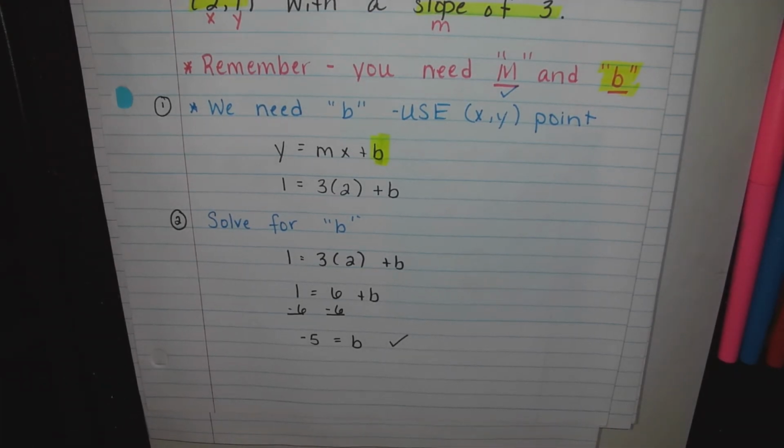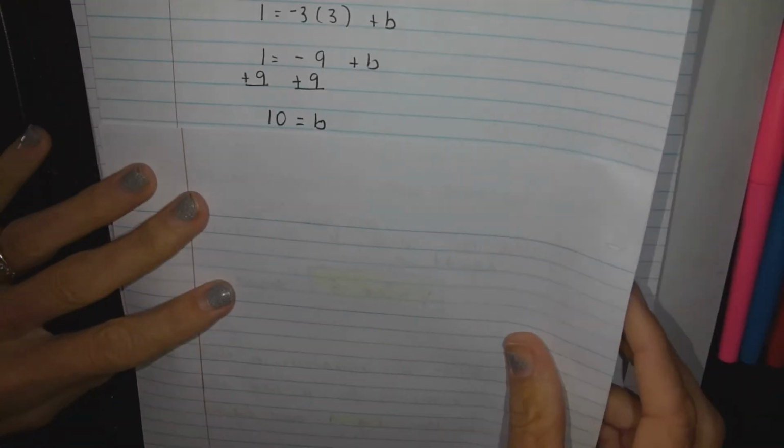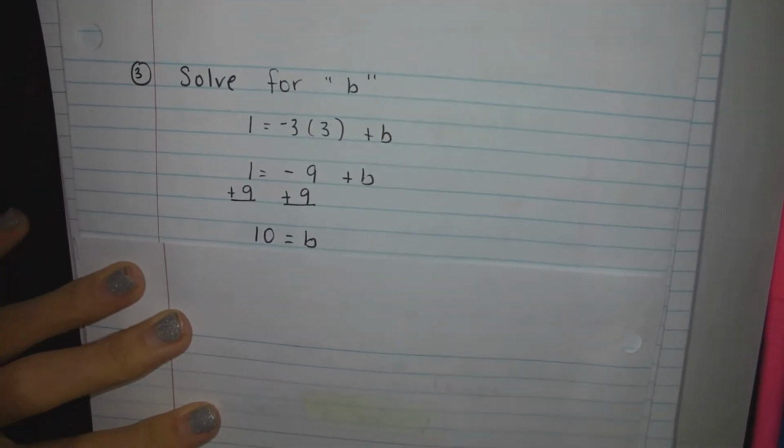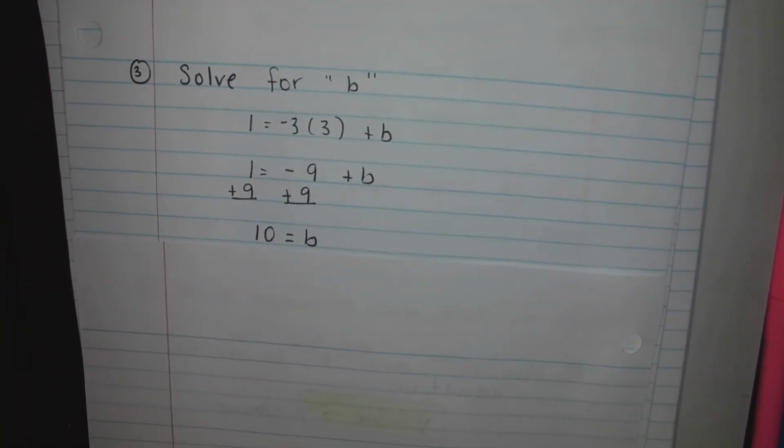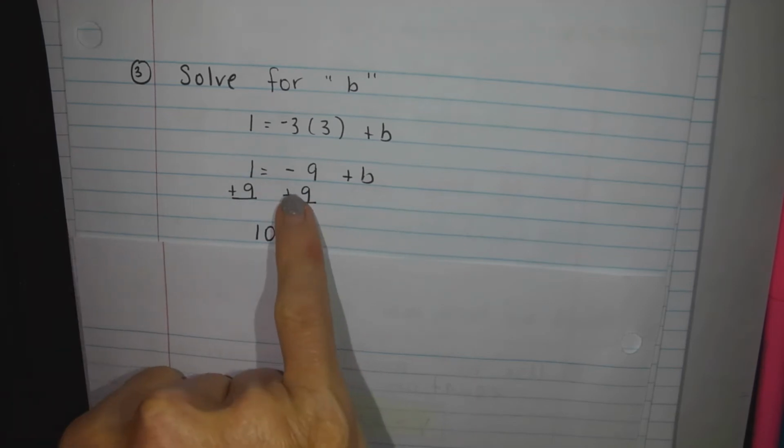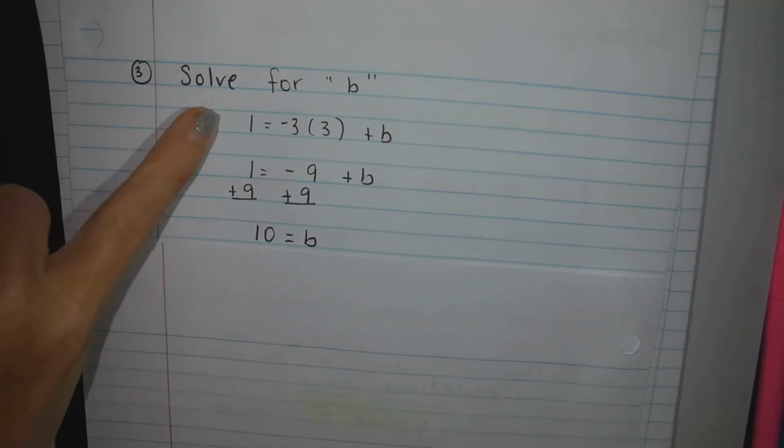Who's got it? What'd you get? 9. Try again. What'd you get? 10. Who got 10? 10's right. Check your math. Here it is. -3 times 3 is -9. You add 9 to both sides. Don't forget the 1.